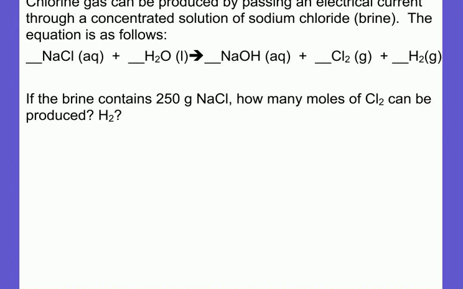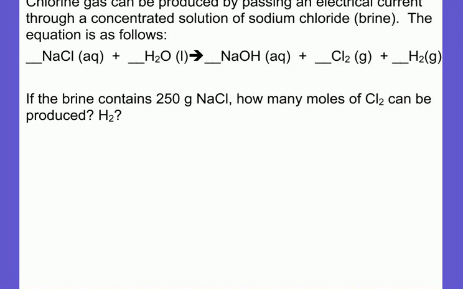Okay, so I'll do one more with you. You can do the other one on your own. But chlorine gas can be produced by passing an electric current through a concentrated solution of sodium chloride. So you've got this brine solution, you run some electricity through it, you get what you need. You get your sodium hydroxide products and chlorine gas and hydrogen gas.